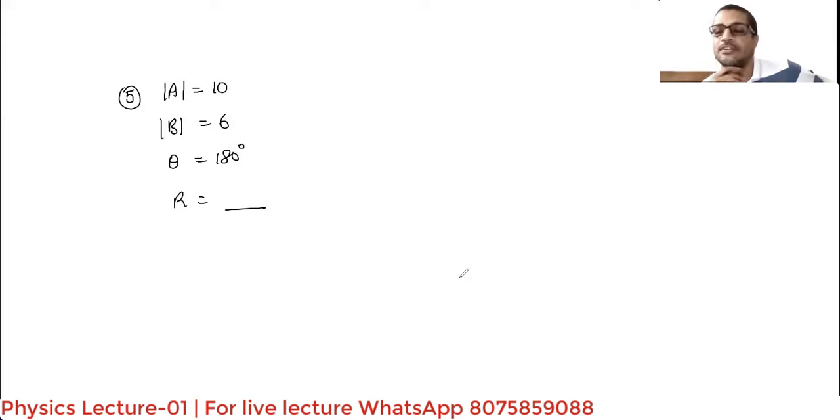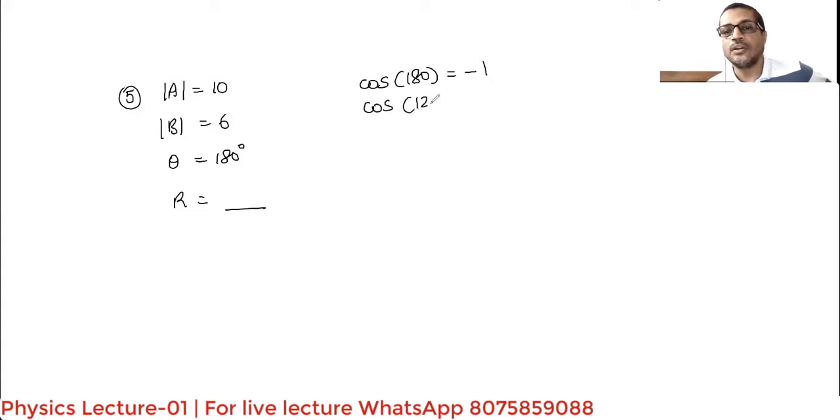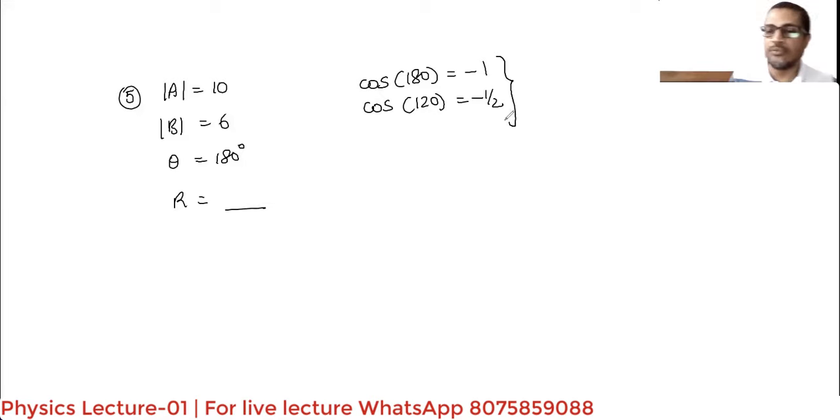Does anyone remember the value of cos 180? We have studied 180. Okay, right. So I'll give you that value. Cos 180 degrees is equal to minus 1. Cos of 120 degrees is equal to minus 1 by 2. These two things are very important. You keep coming across them very frequently. So you can just remember this.